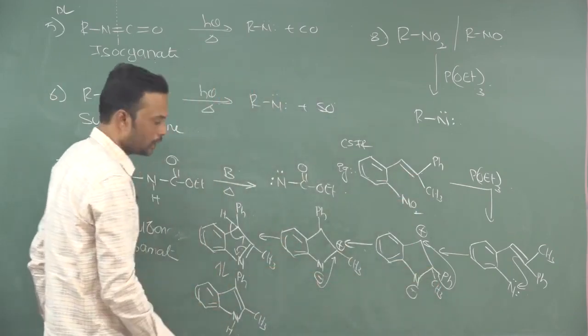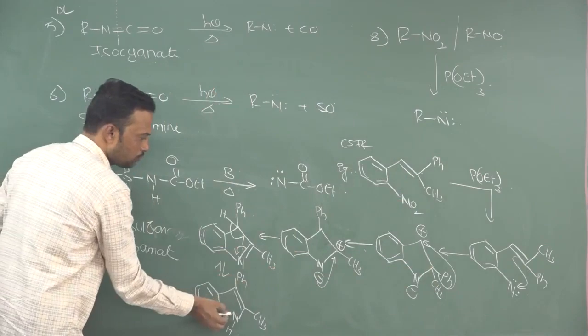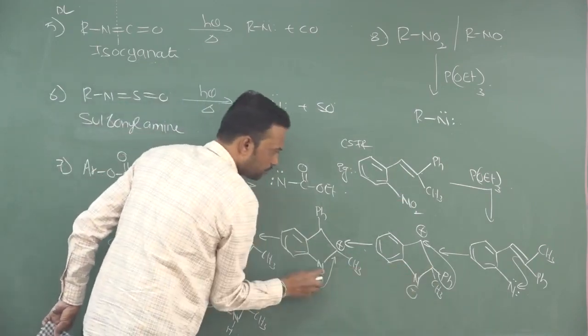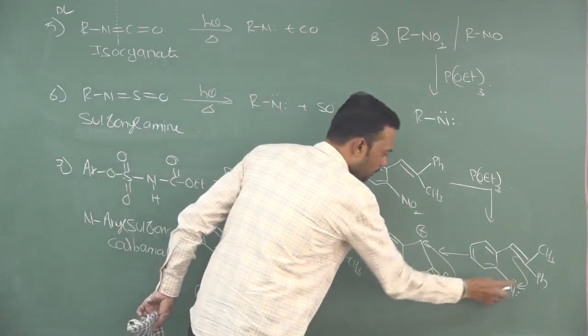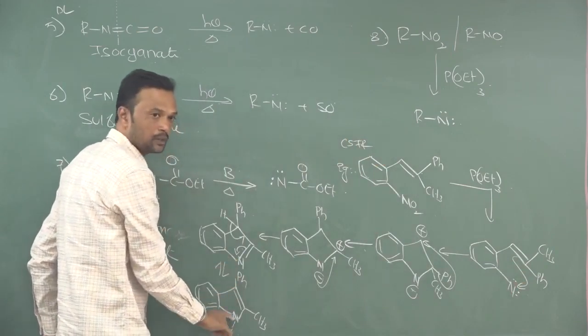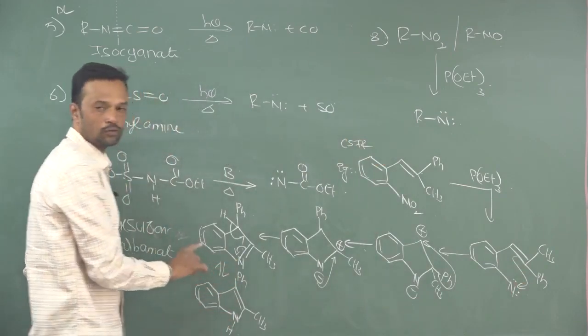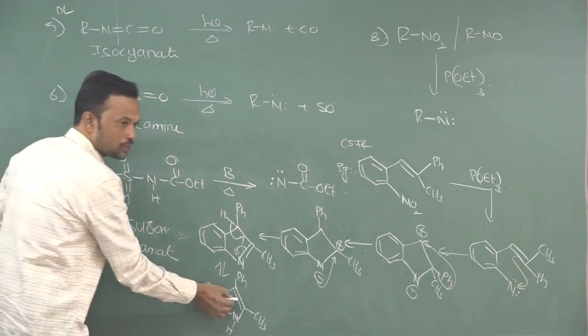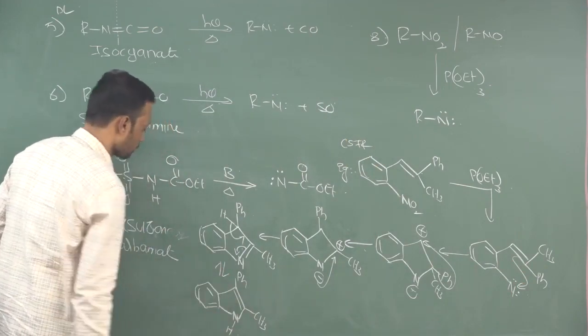Now you will get enamine. Enamine upon tautomerism gives finally imine. This is imine, carbon nitrogen double bond, when this combines together you will get imine, right? Imine upon tautomerism gives enamine. So enamine is now involved in aromaticity. So now this is a stable molecule.